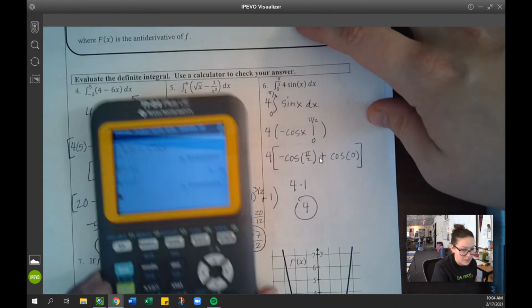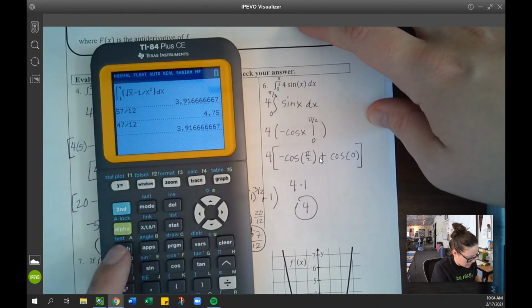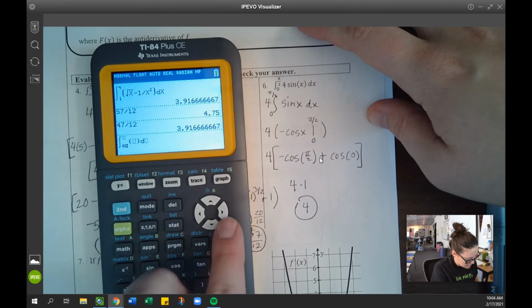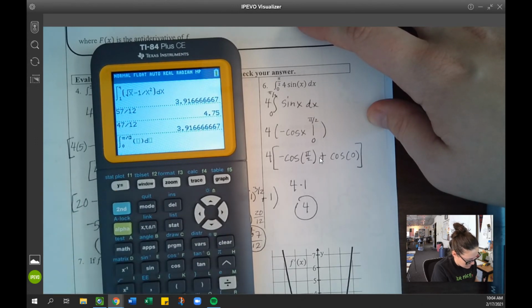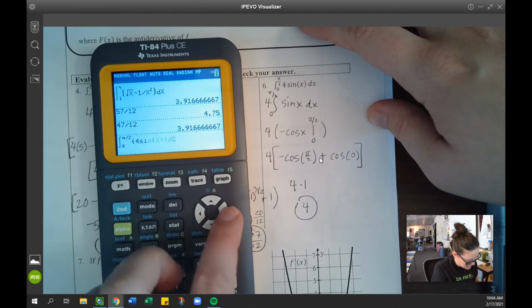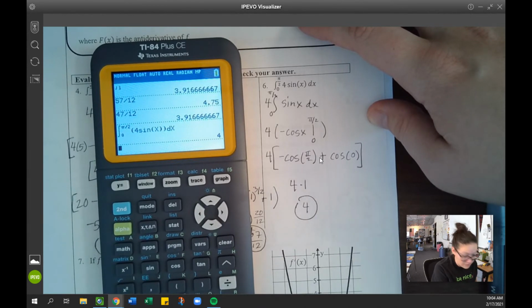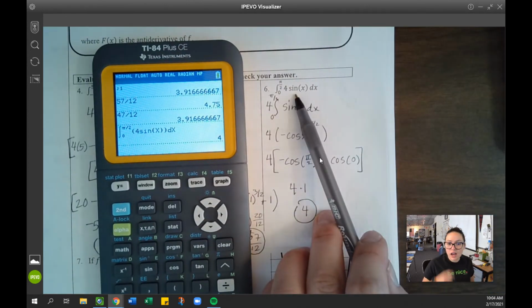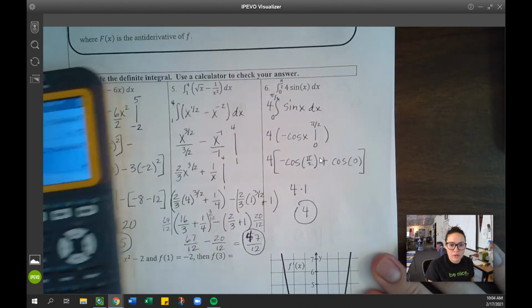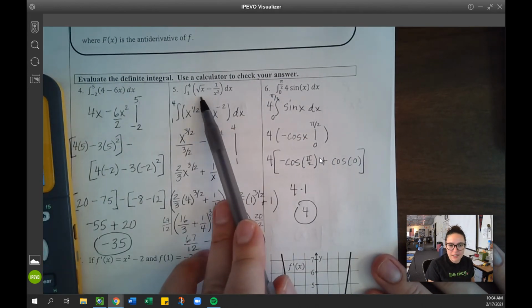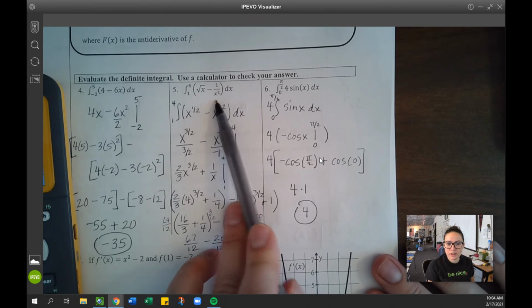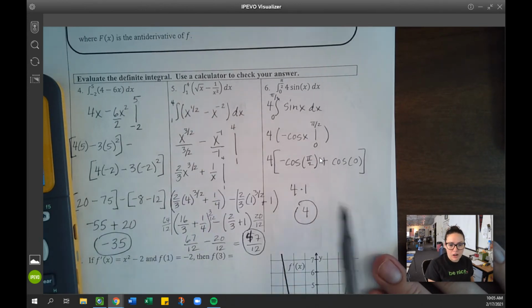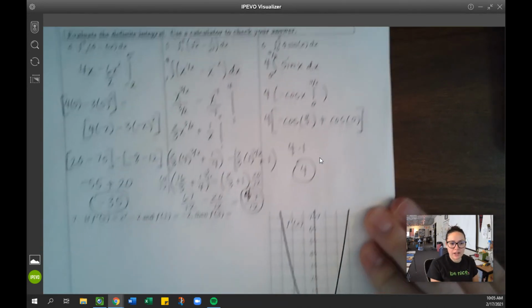All right, so let's see if I did this one right here. Math 9, 0, pi over 2, 4 sine x dx. So again, what are we finding? We're finding the area under this sine curve, or the area under this crazy square root of x minus 1 over x squared, all by just finding the antiderivative, which doesn't really seem intuitive, but it's really wild that this is the way it works.